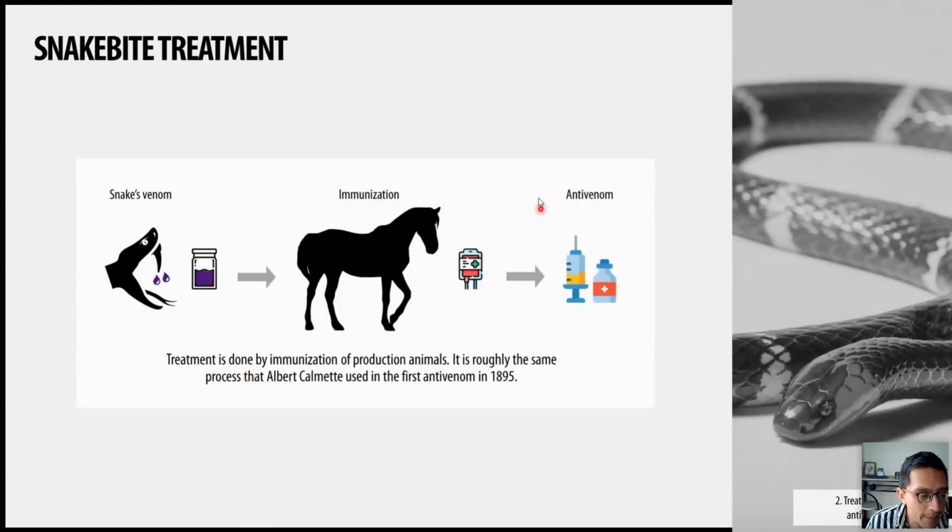The treatment of a snake bite is done by antivenom, which is produced by immunizing production animals. So you require a serpentary with veterinary care for venomous snakes. You require care for these production animals, mainly horses, and also a laboratory where you are going to process the blood samples of the animals to produce the antivenom. So this is something that is expensive.